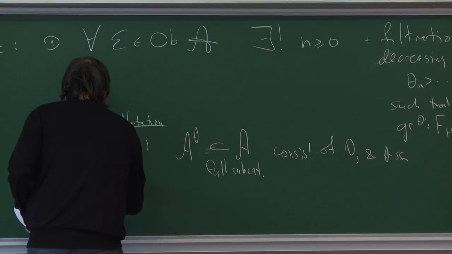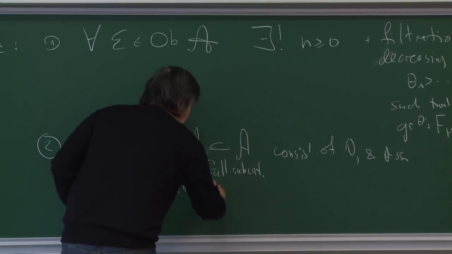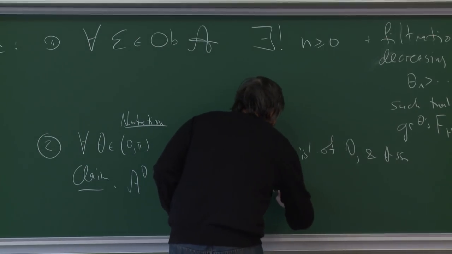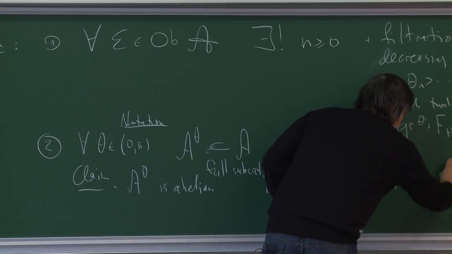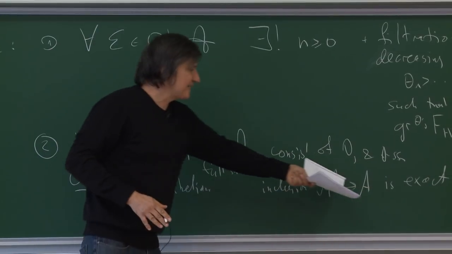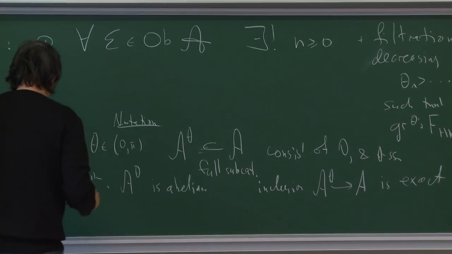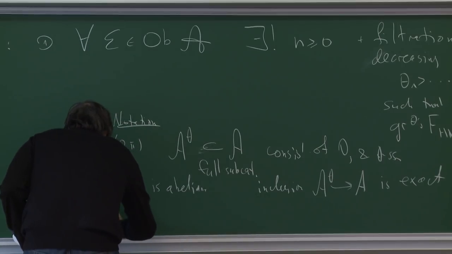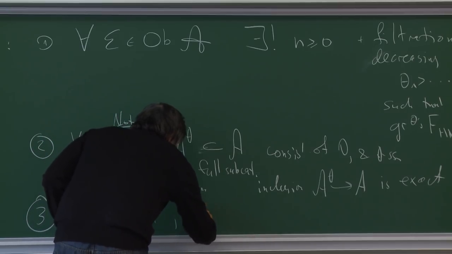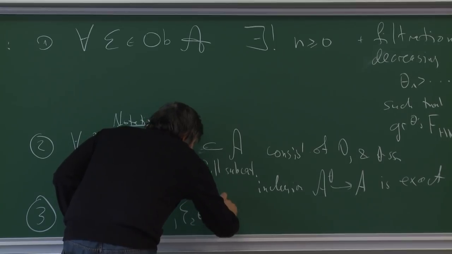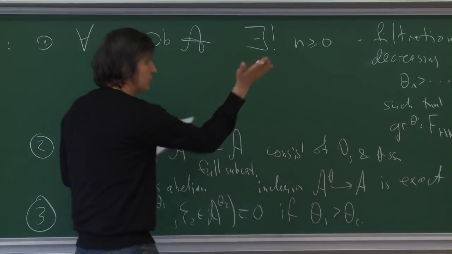And the claim is that A theta is abelian, so you get a new abelian category, and the inclusion into A is exact. So it means that if you consider kernel and cokernel, they will be the same as in the ambient category. And the third property: if you consider Hom from some object E1 in A sigma 1 to an object E2 in A sigma 2, it is zero if sigma 1 is bigger than sigma 2. So there are no Homs from left to right.